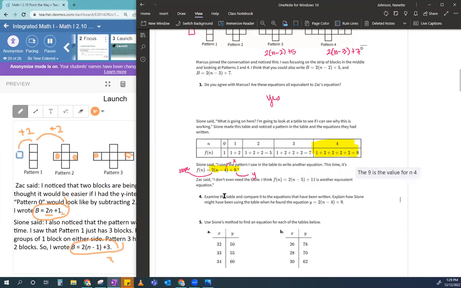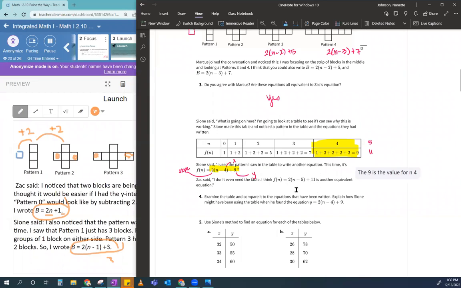Okay. So, and then it says, I don't even need the table. I think the next one would be 2 parentheses n minus 5 plus 11. So would that be true? Would the fifth term have 11 squares in it? That's the question that he's saying. He's saying the fifth term would have 11. Is that true? Can I do a 5 and 11 here? Yeah, because if 4 is 9 and we're adding 2 every single time, that makes sense. It's 11. So does this equation now make sense?